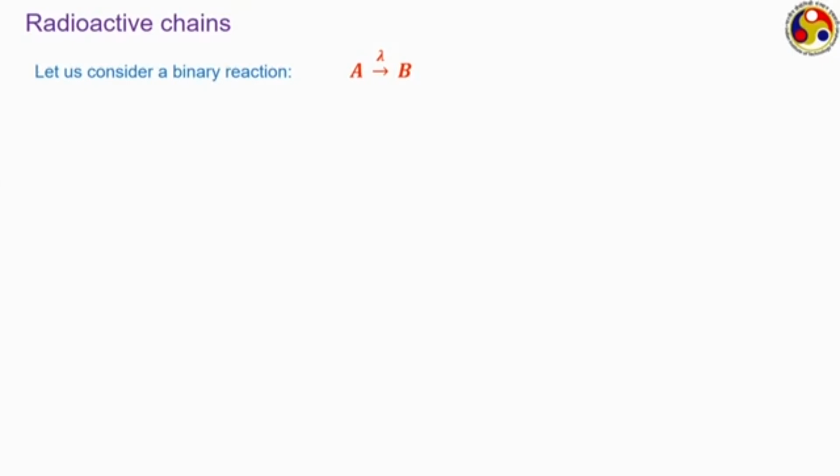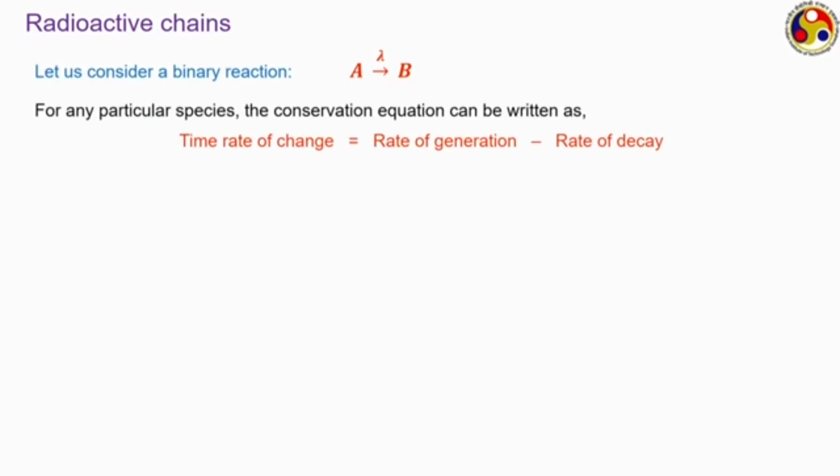Here we have a single step reaction where A is the parent nucleus and it undergoes a radioactive decay following a decay constant of lambda and produces an isotope B. Now, for any particular species, the conservation equation can be written as the time rate of change is equal to the rate of generation minus the rate of decay. It is a very straightforward balance equation.